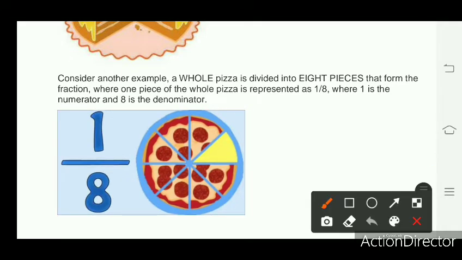Like this pizza. Here we divide this pizza into 8 equal parts, and if we take one part out of all these 8 parts, we say that the fraction we take here is 1/8, and each part is known as 1/8 of the pizza. So here 1 is the numerator and 8 is the denominator.